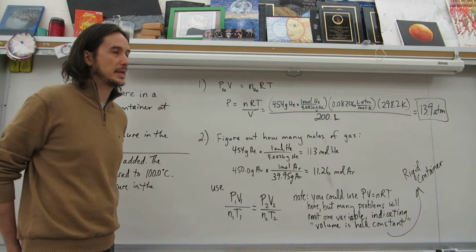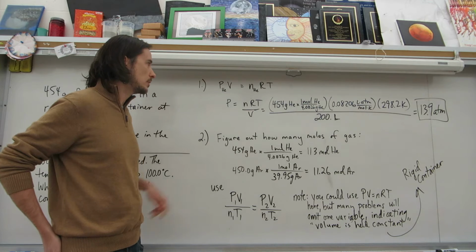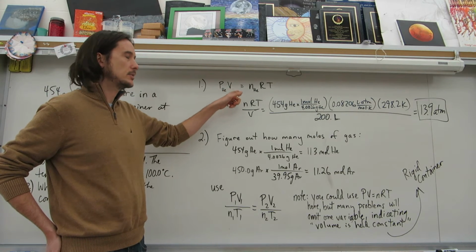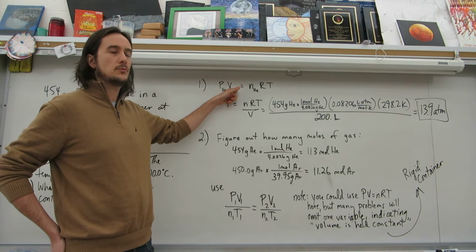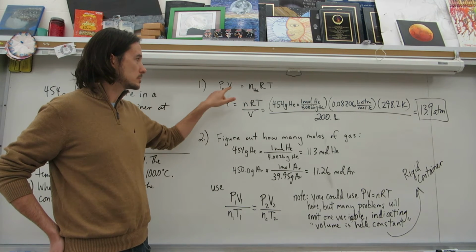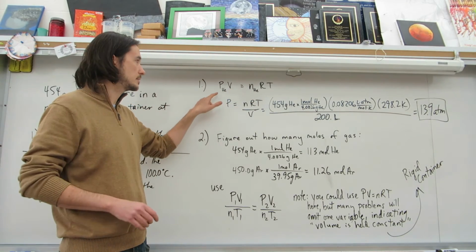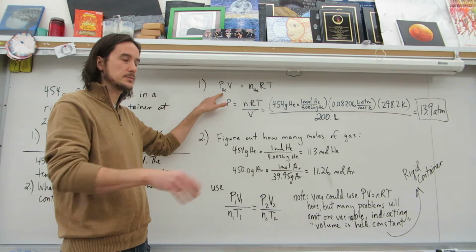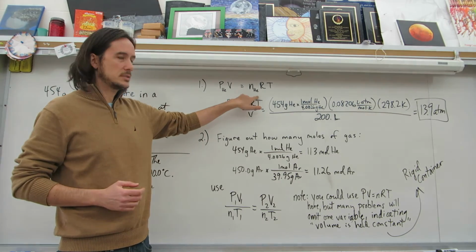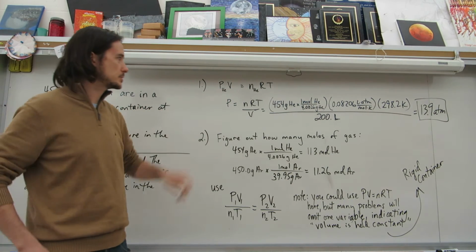If you had multiple gases in the container, the temperature is going to be the same for all of them. If you have multiple gases in the container, the volume is going to be the same for all of them. However, if you have multiple gases, the number of moles will be per substance, and the pressure will be kind of per substance. So you don't need this to solve this first problem, but I just wanted to highlight it.